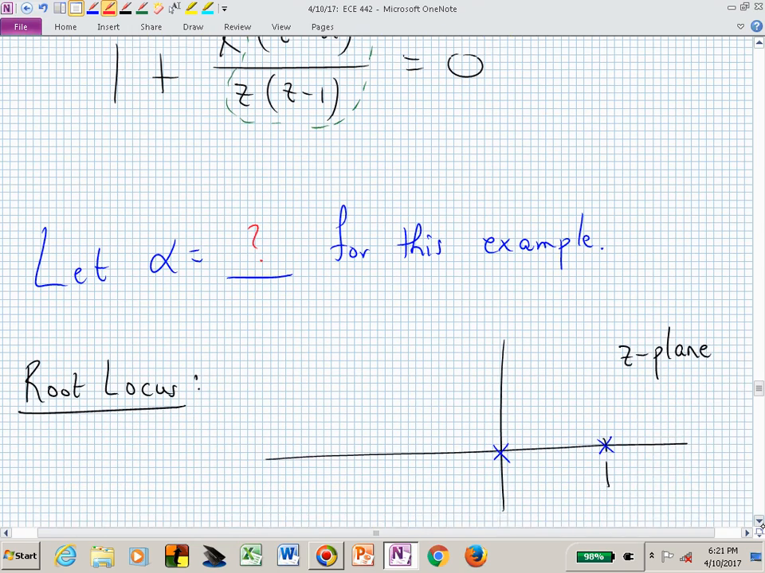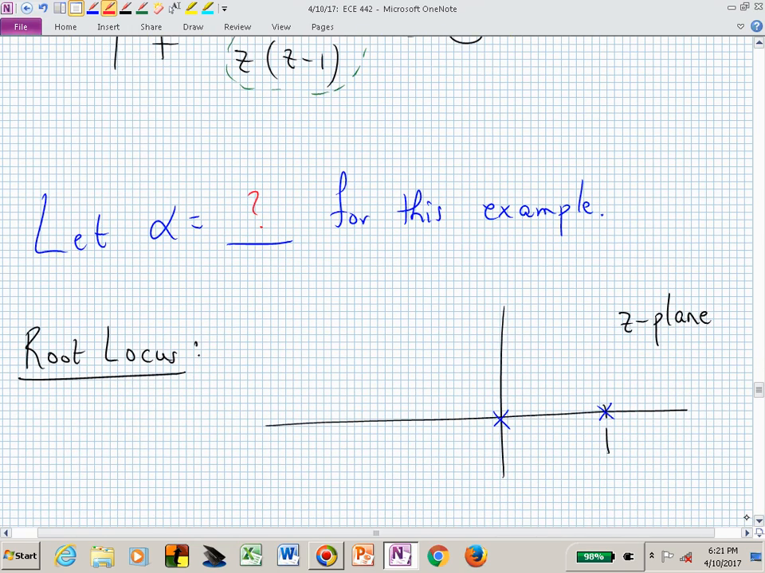Well, if we don't know, why don't we just experiment? Why don't we draw some root loci, since you're an expert at drawing root loci? I think I heard one person say, why don't we let alpha equal 0? What happens with that?